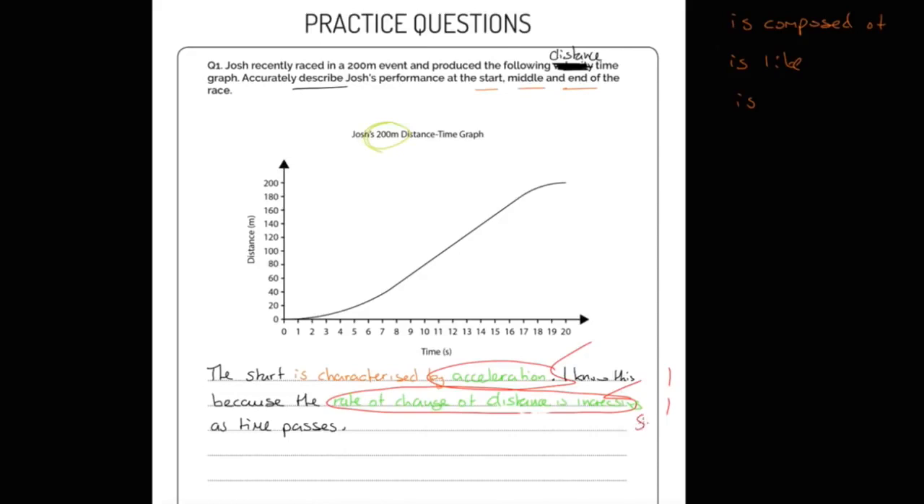And again, I'm probably going to end up with a submax there. I'm probably going to get 2 marks maximum for the start, 2 marks maximum for the middle, 2 marks maximum for the end of the race. But it's nice and simple there. I'm not going on about this. I'm saying it's acceleration. Why? Because the rate of change of distance is increasing. Okay, simple, done, move on.